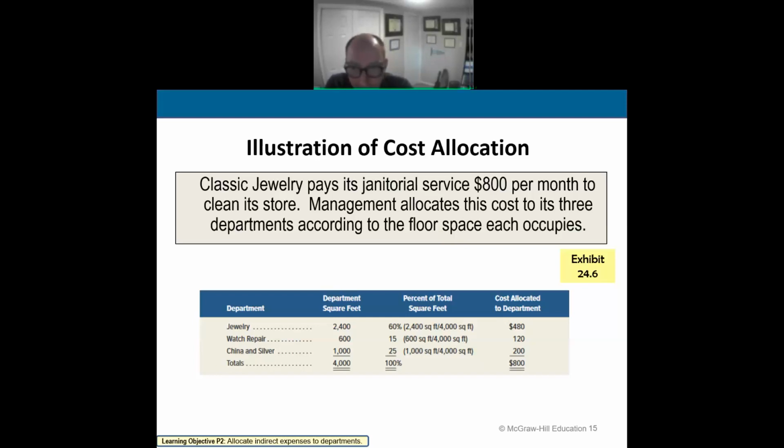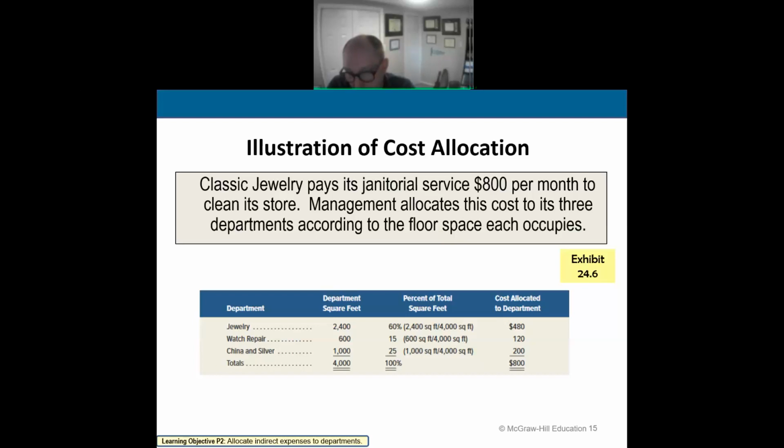The management allocates this cost to the 3 departments that it has based on their floor space. The jewelry department has 2,400 square feet of the store. The total store is 4,000 square feet. So 2,400 square feet divided by the 4,000 square feet, that's 60%. The jewelry department makes up 60% of the entire store.